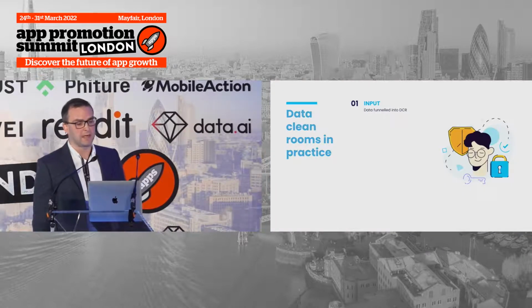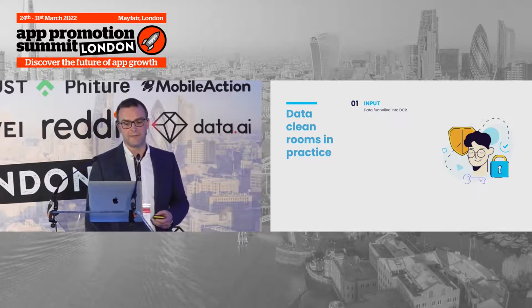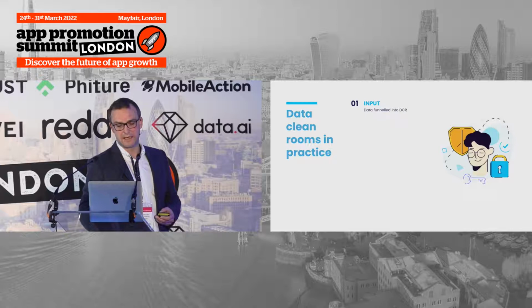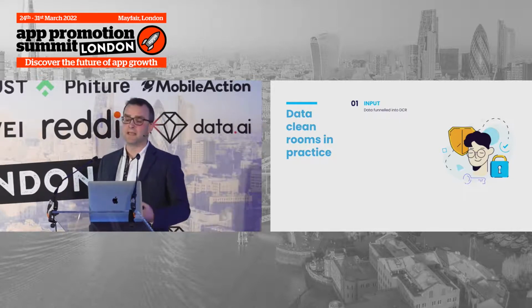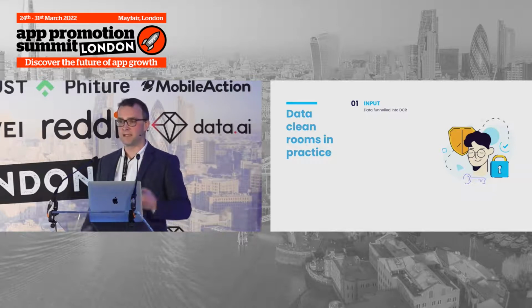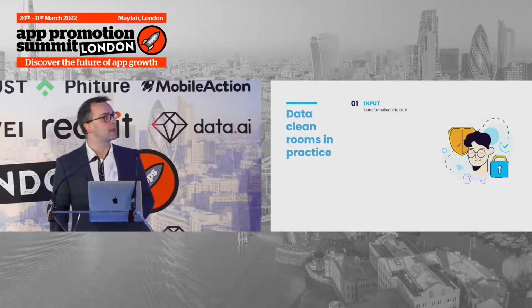But how does this all work in practice, right? So the first stage is data ingestion. In the very beginning, first-party data from CRMs, the app, attribution, or second-party data from collaborating parties like brands, networks, publishers, is all funneled into the data clean room.